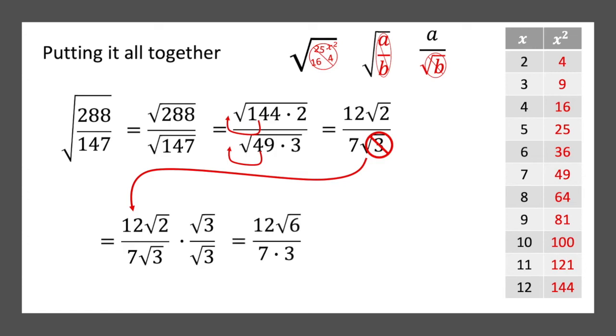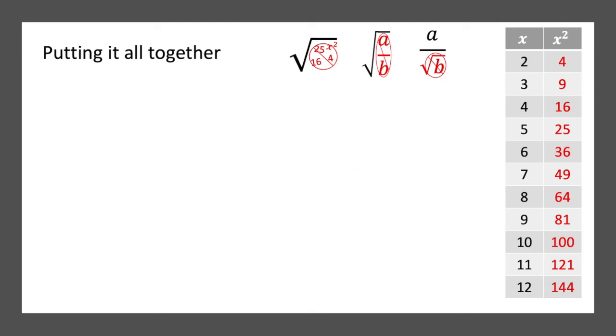So on the bottom we have 7 times 3, and on the top we have 12 root 6. So we have 12 root 6 over 21. Can we reduce this? Yes, we can, and that reduces to 4 root 6 over 7. One more. Let's try it with some variables.